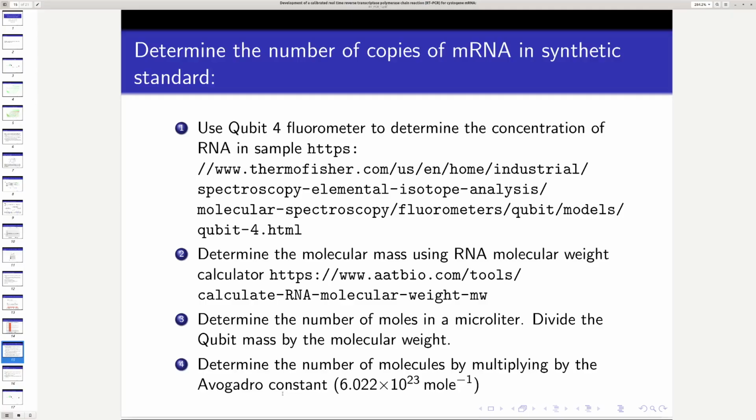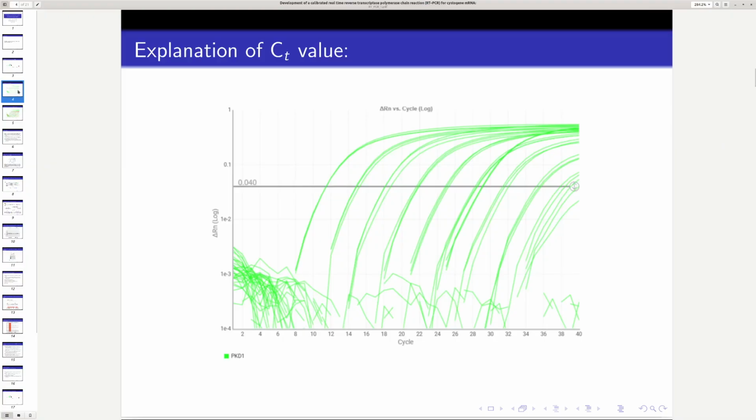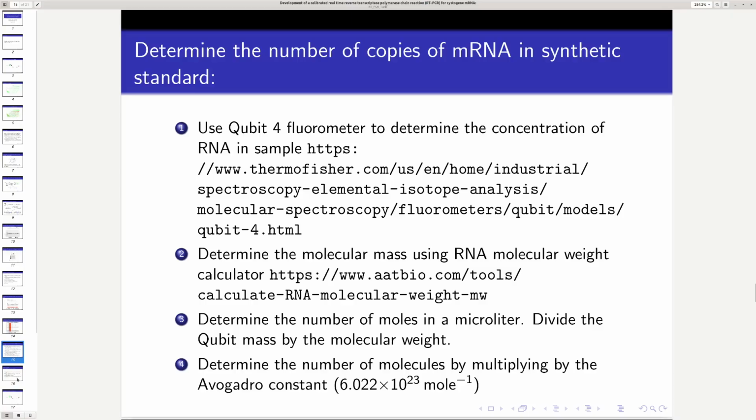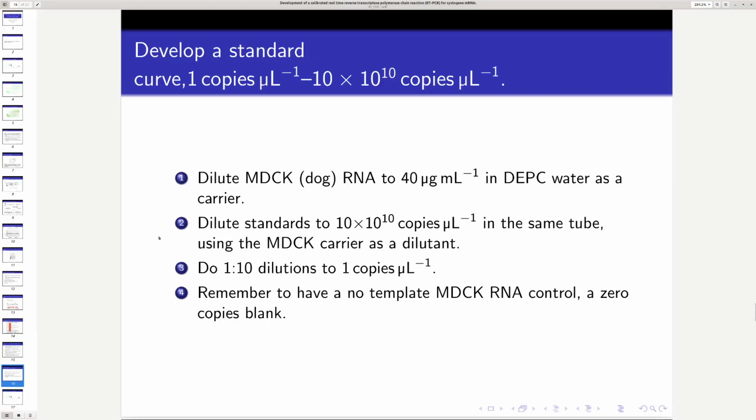Now, once you've got your RNAs, you've then got to make your standard curve, and this is the standard curve that I generated. But you're not just going to do one message, you're going to do 4 messages. So you've got a calibration curve for 4 messages at the same time. Okay, this is a bit complicated. So here we develop a standard curve, and we're going to go from 1 copy per microliter to about 10 to the 10 copies per microliter.